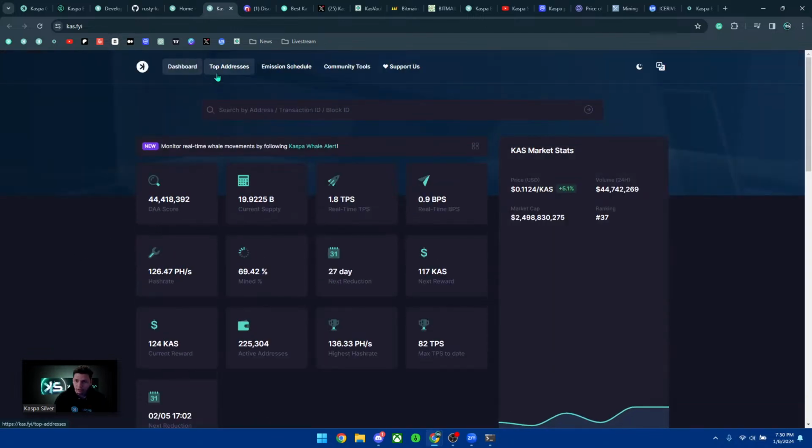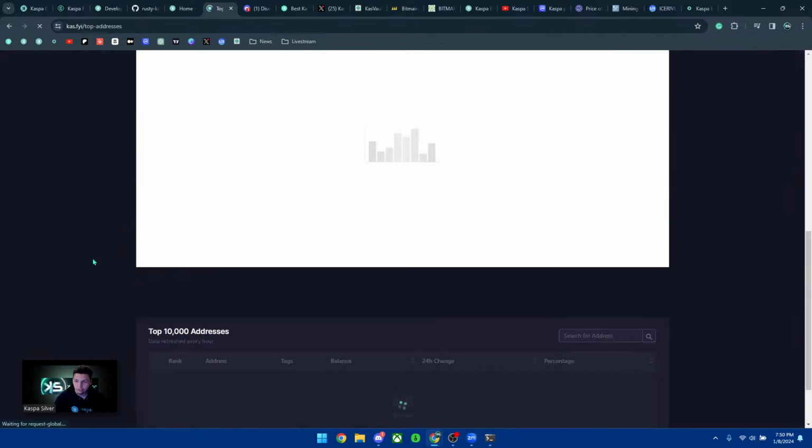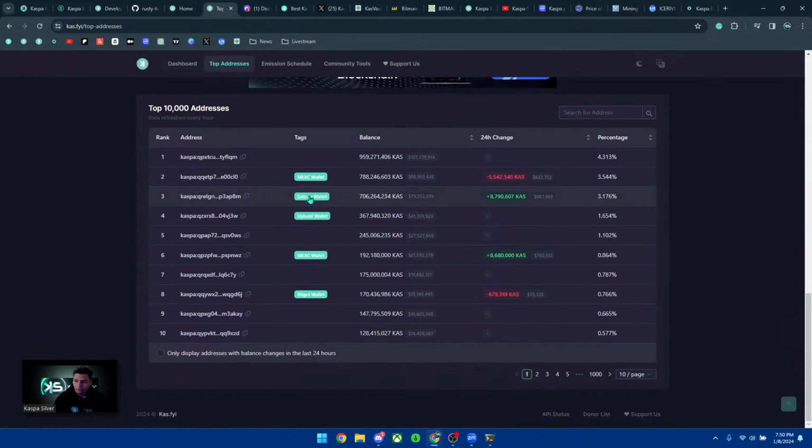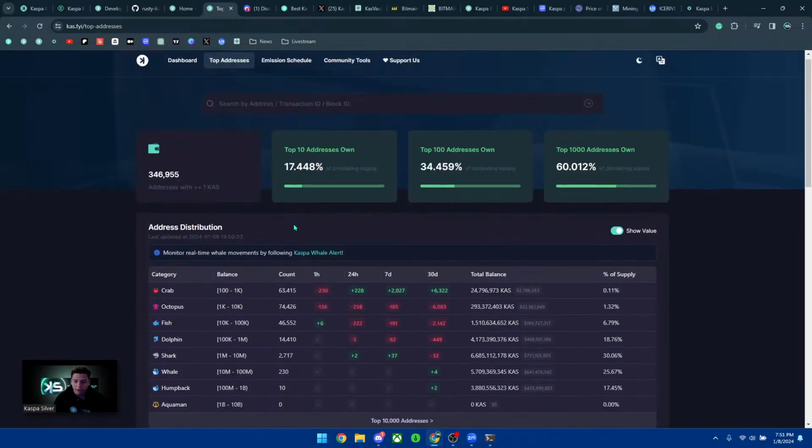It's very, very important. Let's go ahead and look at the top addresses real quick. I'm pretty sure right now, yeah, these exchanges have a lot of Kaspa. So you're still keeping them on there, trusting your Kaspa to be safe there. Remember, if anything goes wrong, you cannot get your funds back.